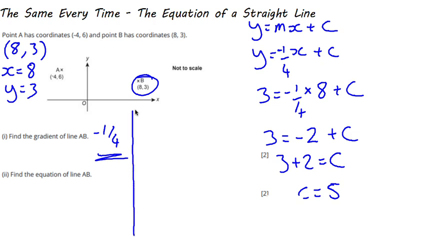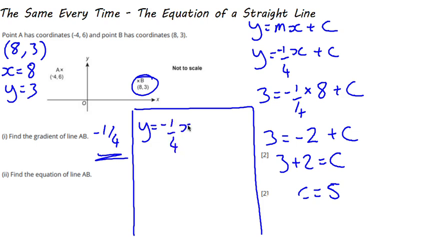So, finally, I'll write it just here, my final answer. y equals mx plus c, so y equals the gradient, negative 1/4 times x, plus my intercept, which was 5. There we go. That's the answer to the question. y equals negative 1/4 x plus 5. The same every time, apart from the numbers. And again, that's a 4-mark question.